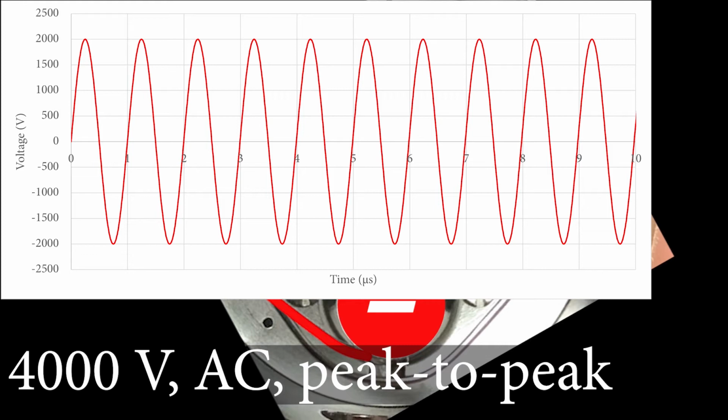And what we mean by that is, look at the first peak. It's all the way up at 2,000. Look at the next peak. It's down at negative 2,000. So from peak to peak, you are going from negative 2,000 to 2,000. So you are going 4,000 volts peak to peak. So that's how we're telling you how big this voltage is. This voltage is 4,000 volts AC peak to peak.